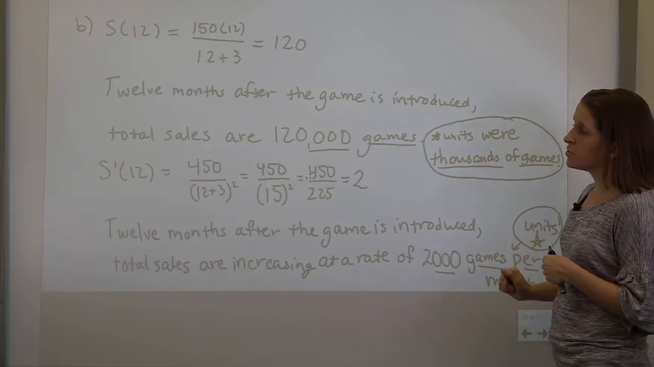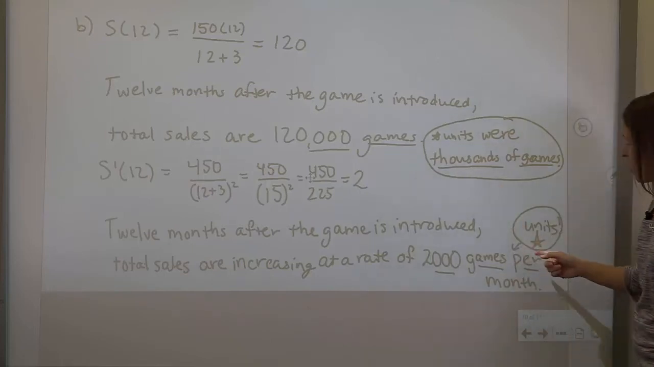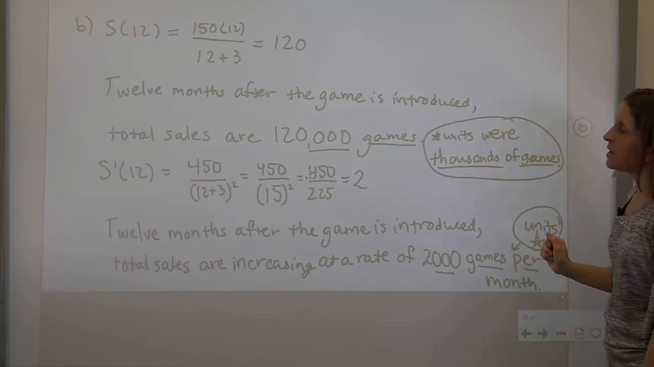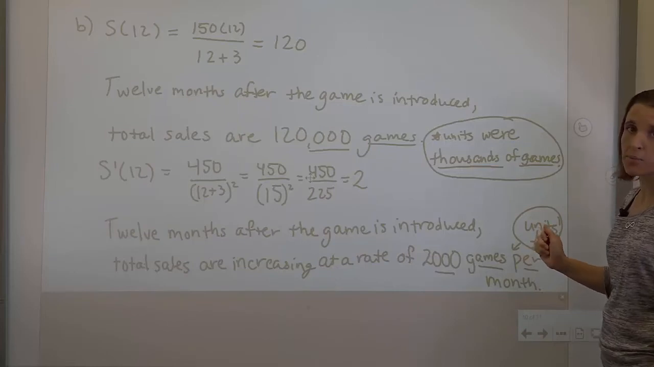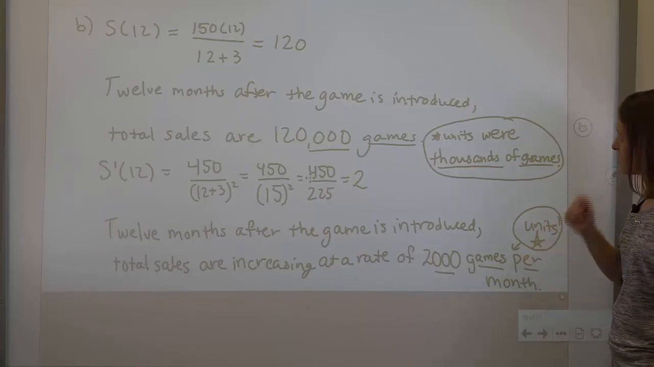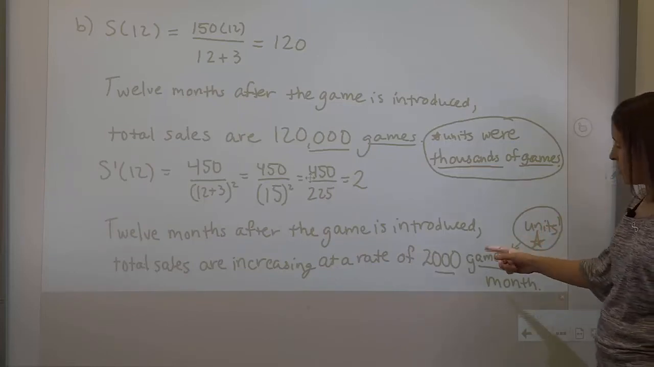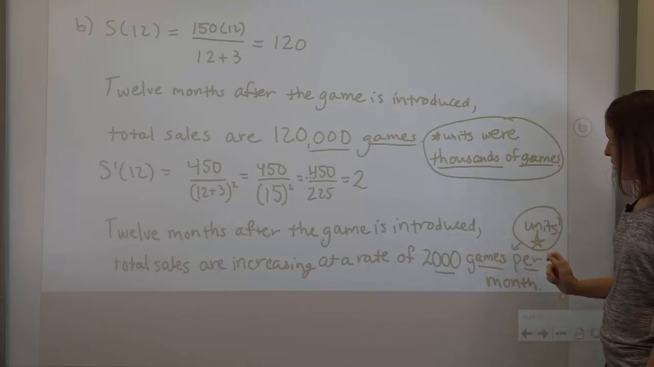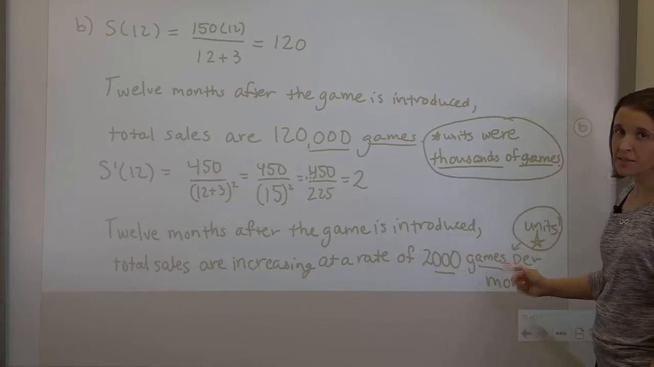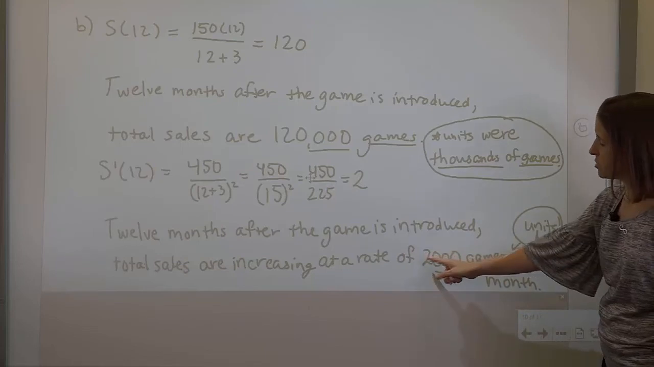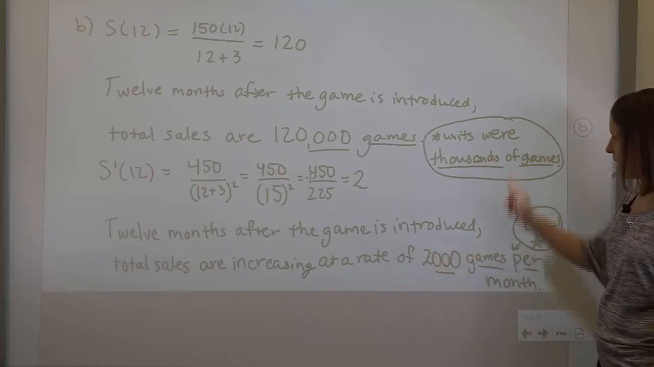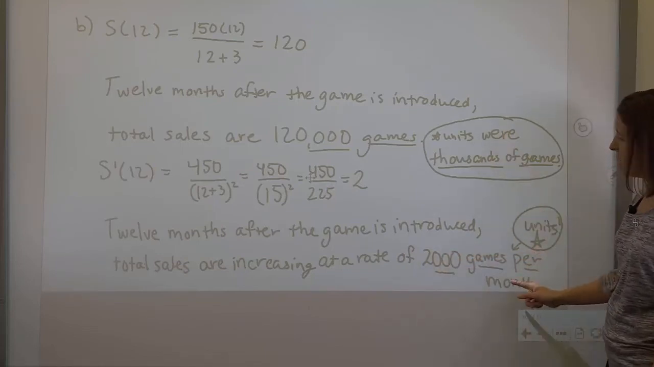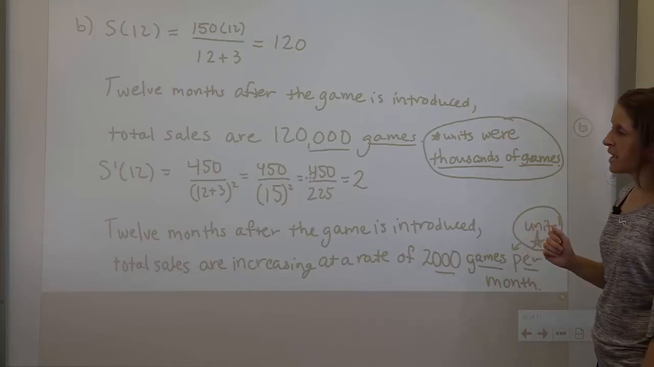Remember that your units for any derivative function will always have a "per" in them. It is always units of the output per units of the input. So our output was total thousands of games, and our input was the number of months since it was introduced. So that's why we were increasing at a rate of 2,000 games per month.